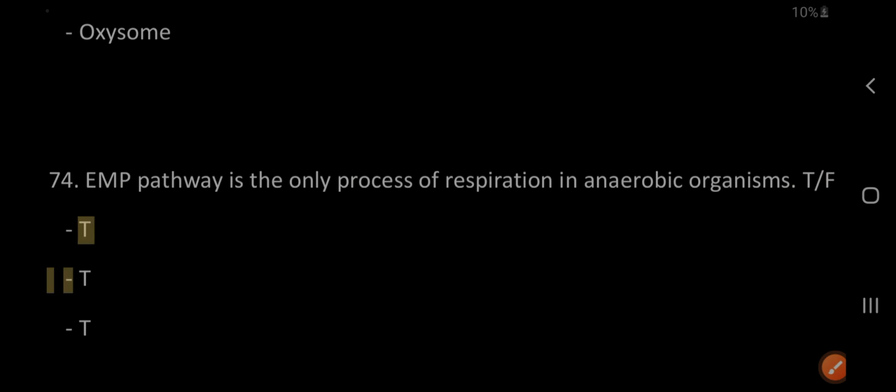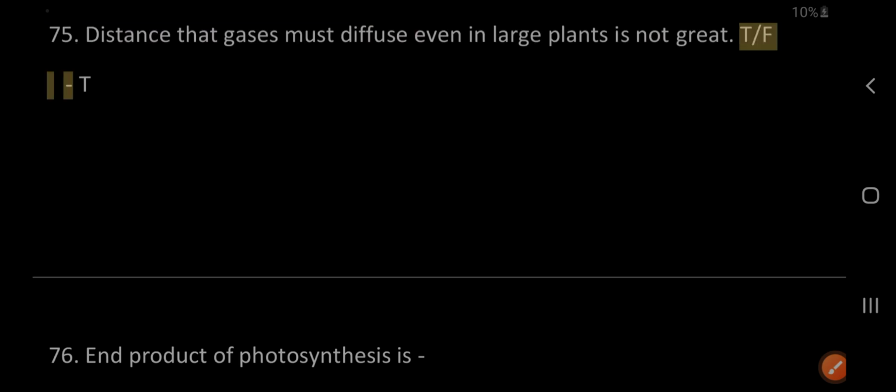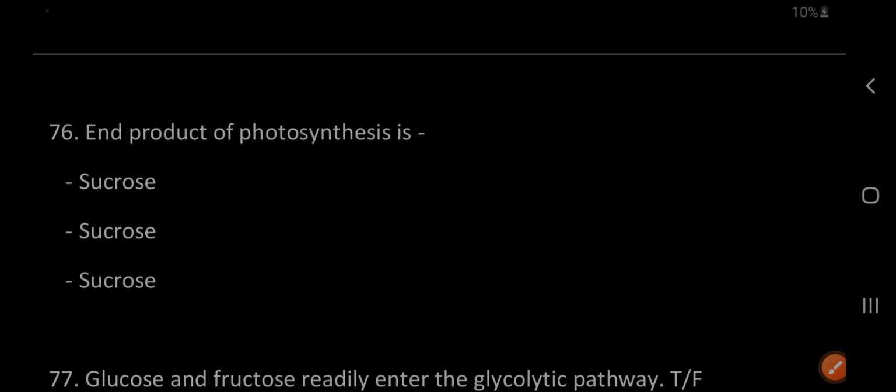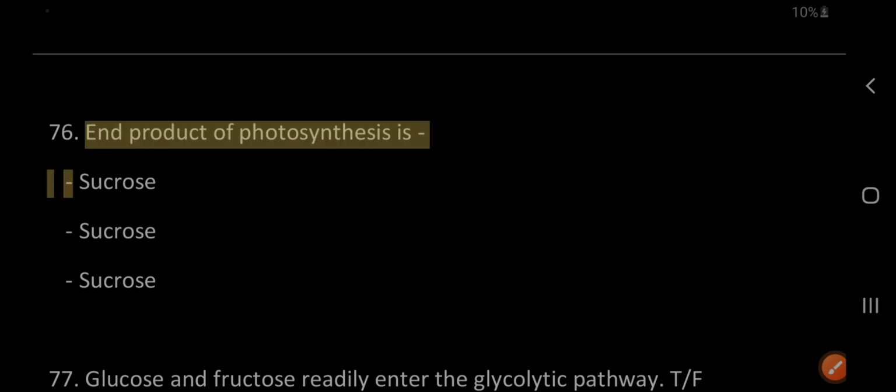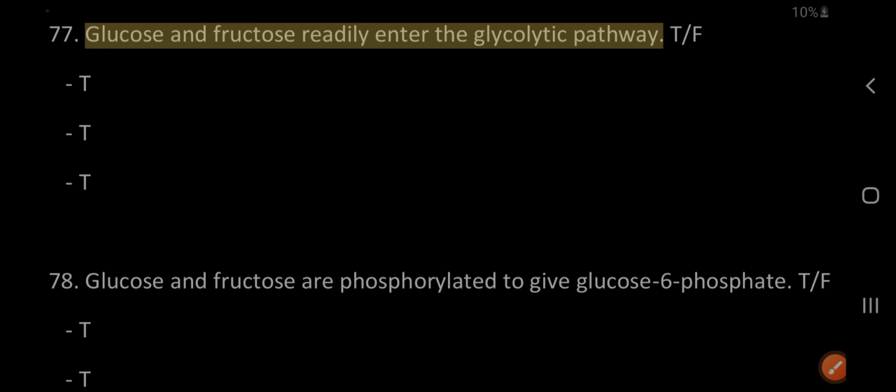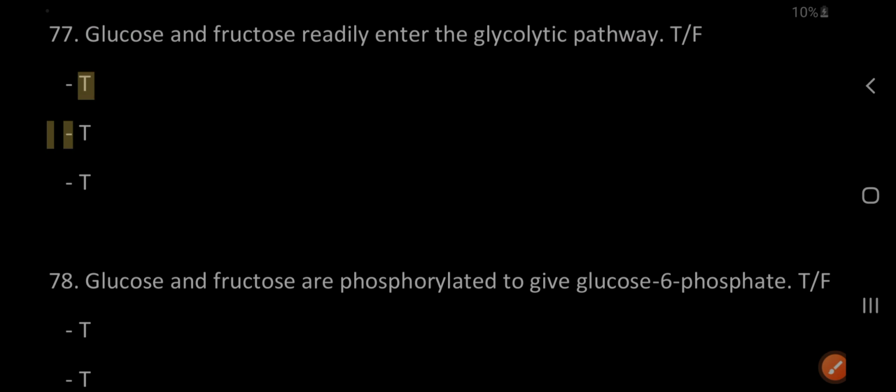75. Distance that gases must diffuse even in large plants is not great. True or false? True. 76. End product of photosynthesis is sucrose. 77. Glucose and fructose readily enter the glycolytic pathway. True or false? True. 78. Glucose and fructose are phosphorylated to give glucose 6-phosphate. True or false? True.